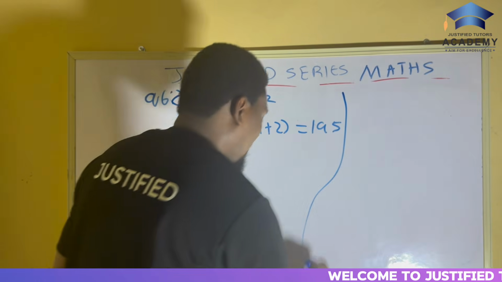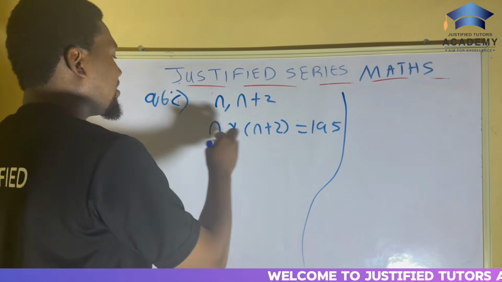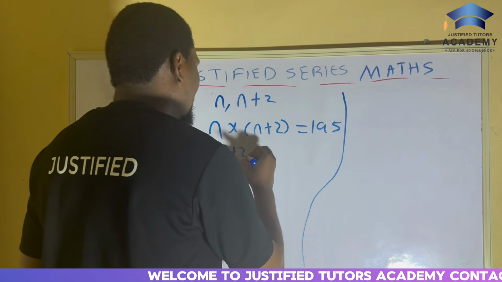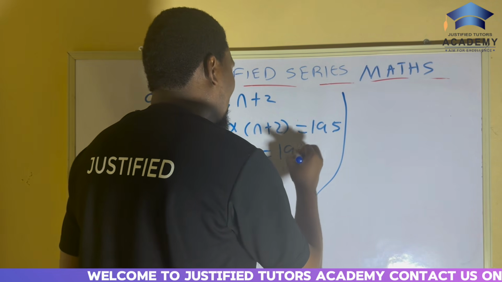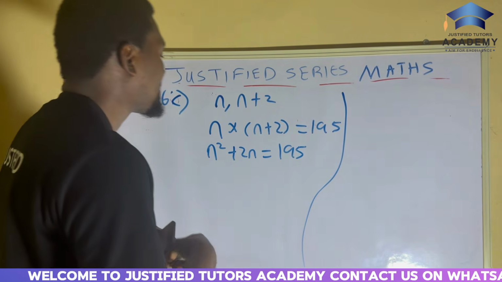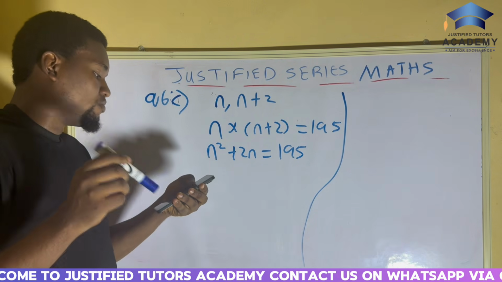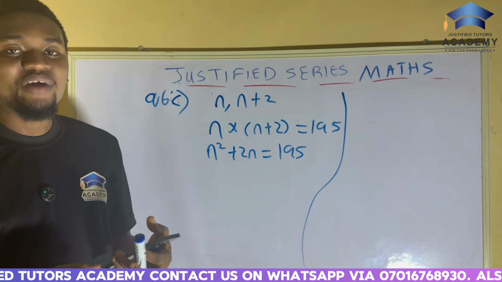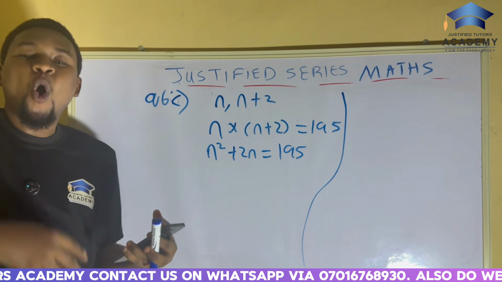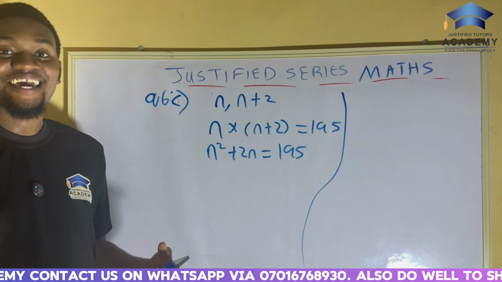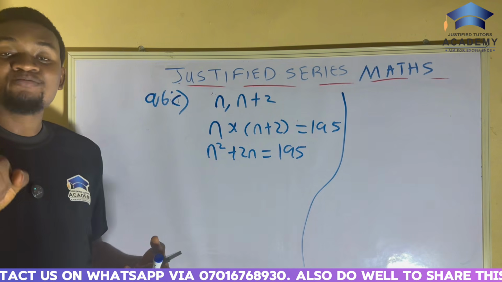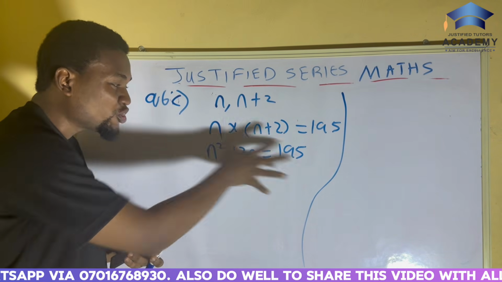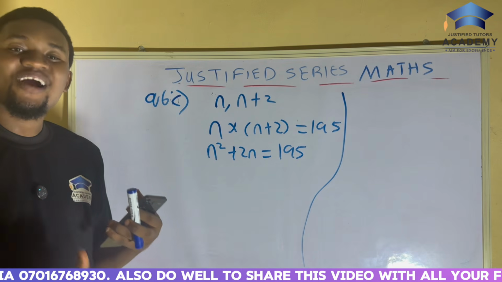So now, n times n is n squared, n times 2 plus 2n equals 195. You might want to use your calculator, but let me just tell you, this is where we use the almighty formula. You might be wondering, sir, why? I will explain in another video. But today, just know that this is the kind of equation that you apply the almighty formula to.